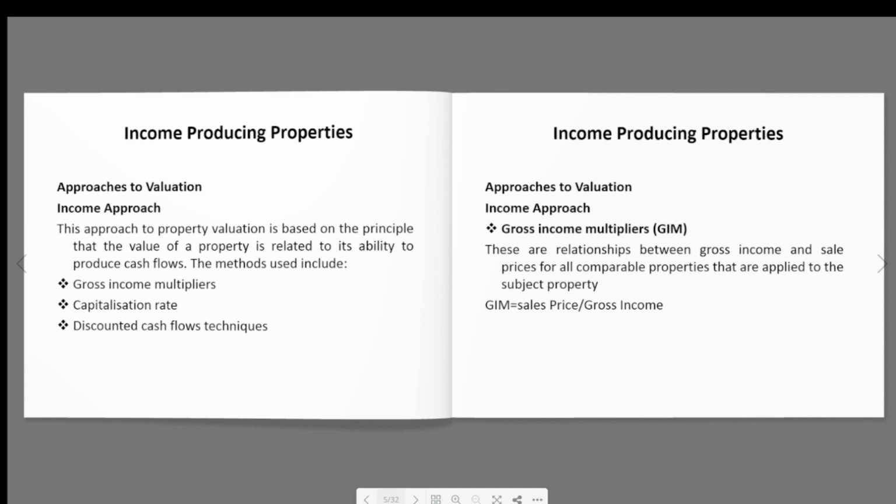For the gross income multipliers, these are relationships between gross income and sale prices for all comparable properties that are applied to the subject property. The gross income multiplier is equal to sales price divided by gross income.